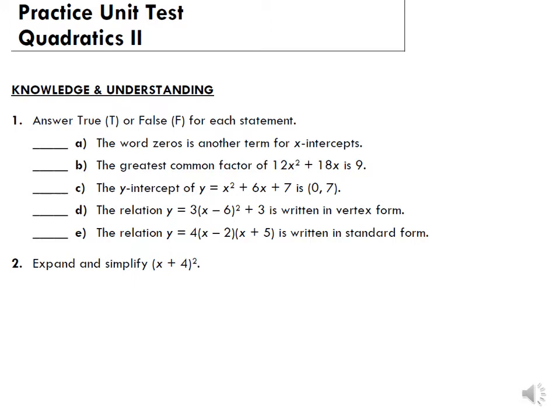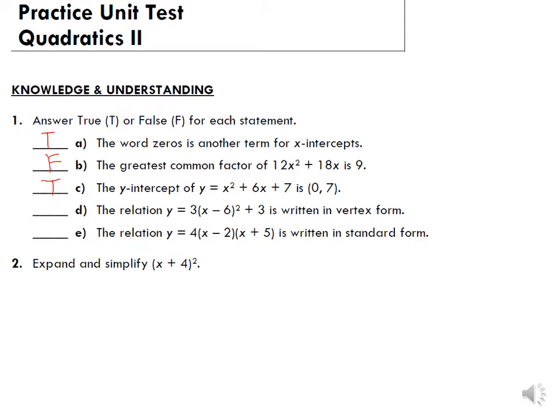Start off with some true-false. A, the word zeros is another term for x-intercepts. That is true. B, the greatest common factor of 12x squared plus 18x is 9. Unfortunately, that is false. 9 does not go into 12. C, the y-intercept of that equation is 7. Hopefully you are thinking that is true. The last number, remember when it's in standard form, which is 7, is your y-intercept.